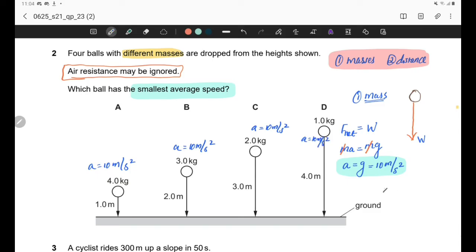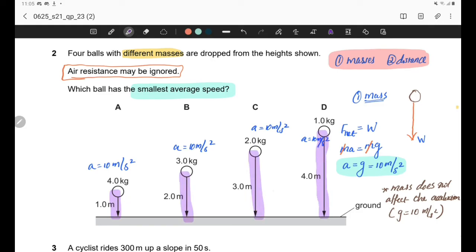So from this we can conclude a very important point: mass does not affect the acceleration of a free falling object. It will be always g, that will be 10 meter per second square. So we realize mass is not going to affect. Next, the factor which is different for all the balls is its falling distance, and we can see it is increasing when the balls move from A to D. So now we need to check whether the distance falling has any effect on the speed.